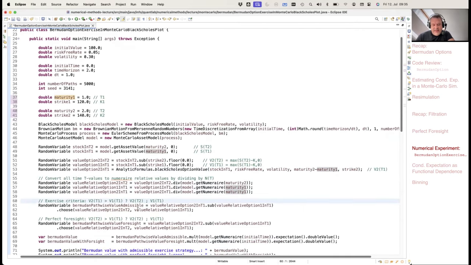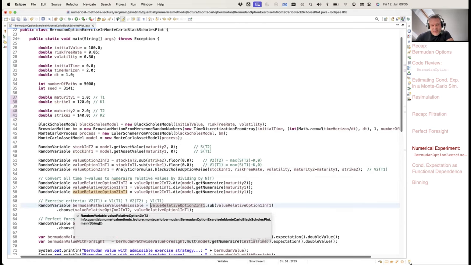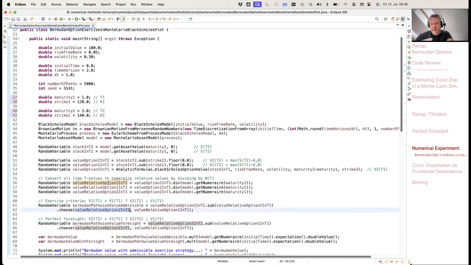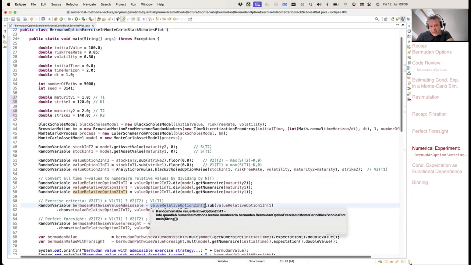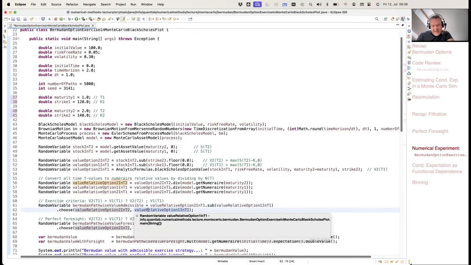So now comes my exercise criteria. The true exercise criteria compares the conditional expectation with the value of the underlying. So I compare now the value of the option 2 observed in T1, divided by the numerator. So this is here my Black-Scholes formula. I compare the true conditional expectation with the value that I receive if I exercise, which is S of T1 minus K1. So I compare these two, and based on which one is larger, I take, so you see this is also the backward algorithm. I do not take the conditional expectation, but I take the value that I receive in the future divided by the numerator. So the conditional expectation only enters here into the choice. So I choose either continue or exercise.